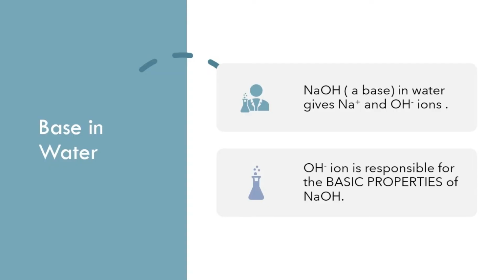When a base such as sodium hydroxide is present in water, it releases sodium ions and hydroxide ions. The hydroxide ions are responsible for the basic activities of sodium hydroxide. So only in water, when these reactions take place, can hydronium ions and hydroxide ions form, which give these substances their acidic and basic properties.